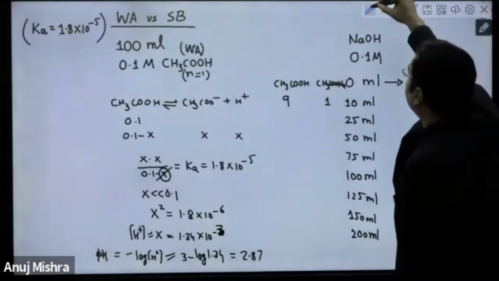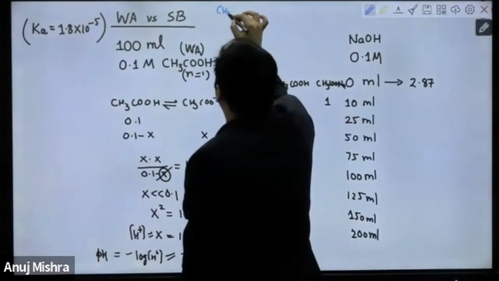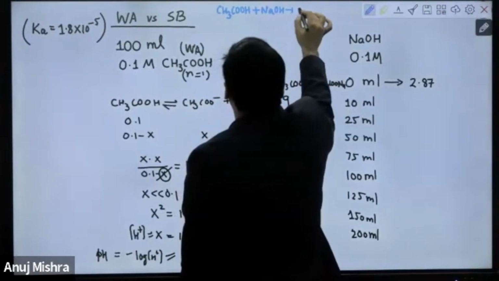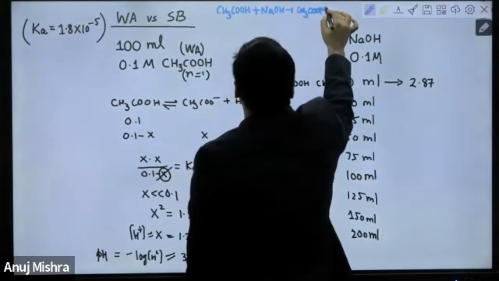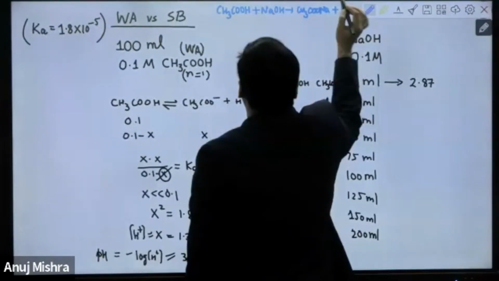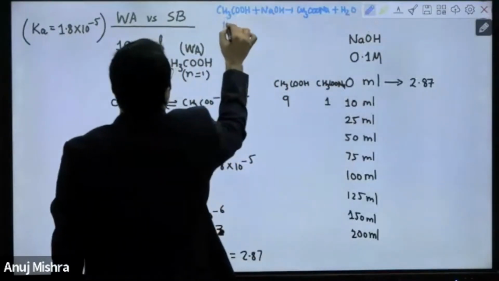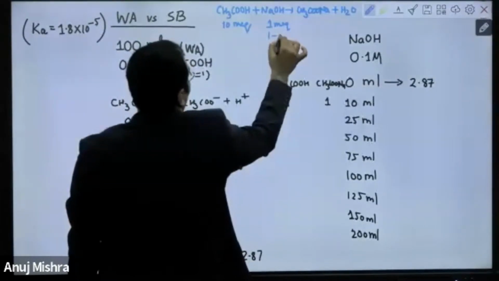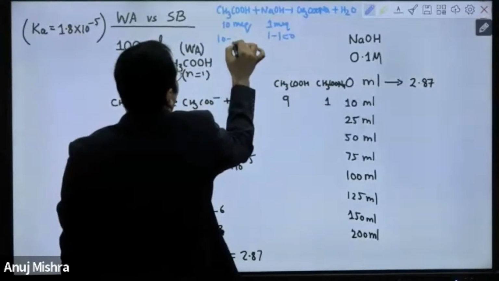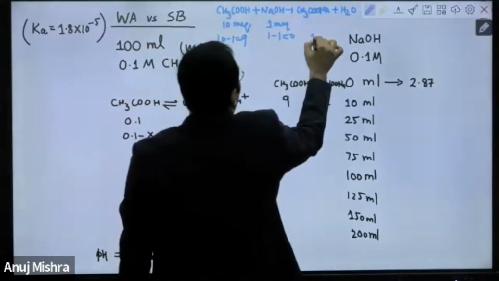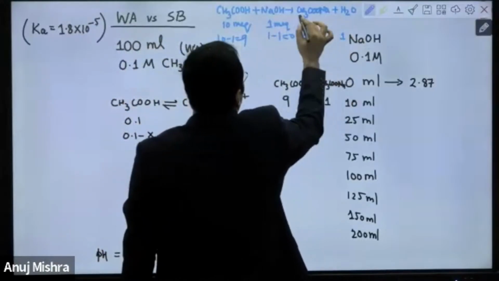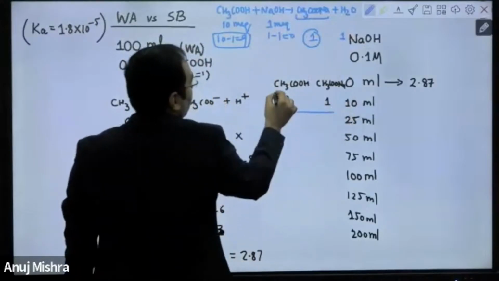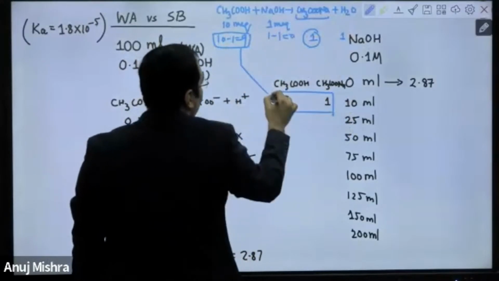I'll just write it here. See, you can say CH3COOH plus NaOH gives CH3COONa plus water. How much of this was given? 10 milliequivalents. How much of this is given? 1 milliequivalent, right? 1 में से 1 गया 0. 10 में से 1 गया 9. If this reacts 1, how much of this will form? 1. So how much of salt is there? 1. How much of acid is remaining? 9. That's what I have written. Is that clear?